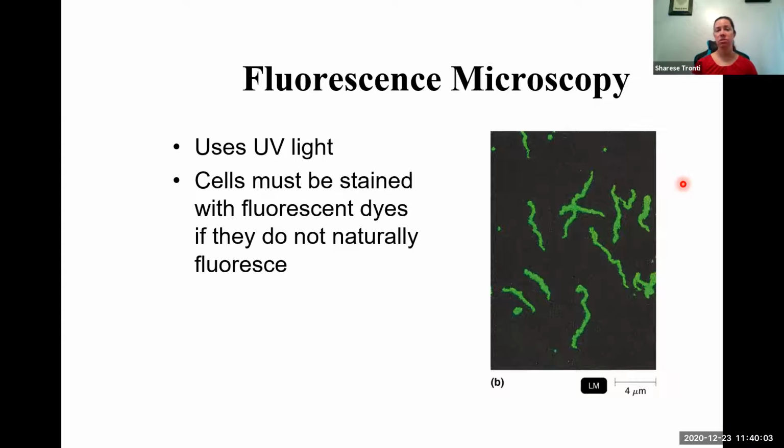Another one that's commonly used is fluorescence microscopy. And this is going to use UV light. And first, this specimen has been stained with fluorescent dyes, and then those will fluoresce under the UV light in the microscope. And so that's how we're going to be able to see those organisms better.